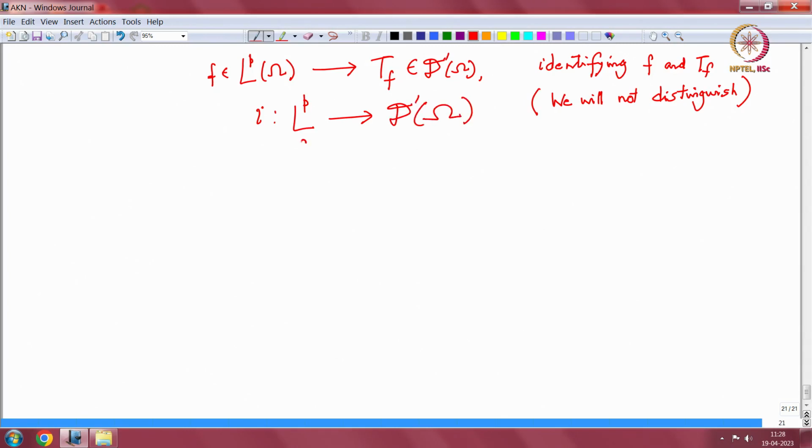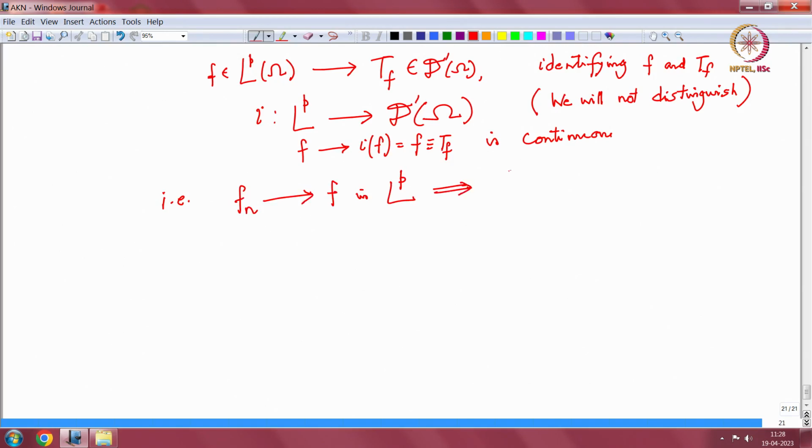where f goes to I of f, which is actually f, which is identified with T_f. And this is continuous. You can easily see that; you can work that out. That is, if f_n converges to f in L^p, and if you are not convinced, do it as an exercise, then that implies the corresponding family of distributions T_{f_n} converges to T_f in D prime.